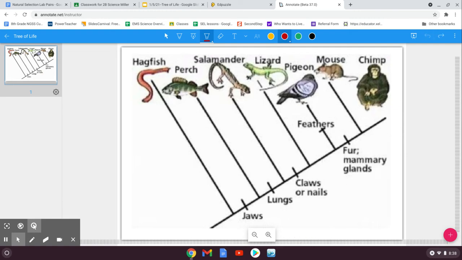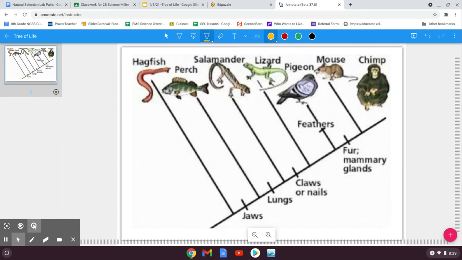Let's try another one. So let's say we're looking at the lizard, highlight its branch, and the mouse. Where those two colors overlap is what they have in common. So they would have in common claws and or nails, lungs and jaws. Okay, let's try it again.